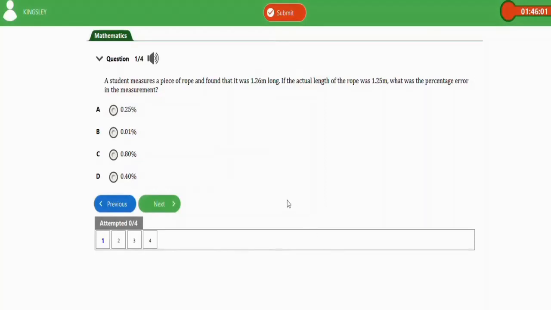In this video, we're going to learn how to solve these JAMB Maths questions under percentage error. These are repeated questions under percentage error. We have 4 questions to practice with in this video. So let's begin with this first one.